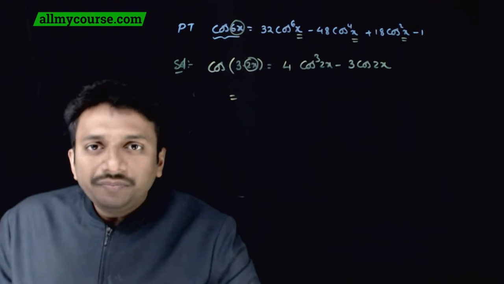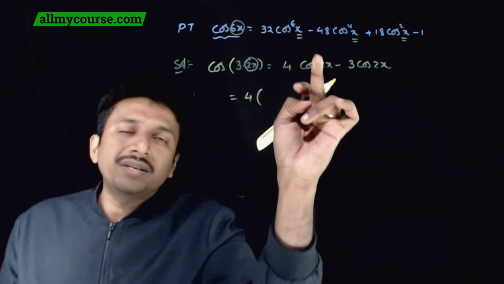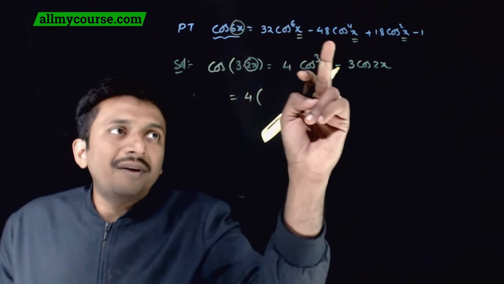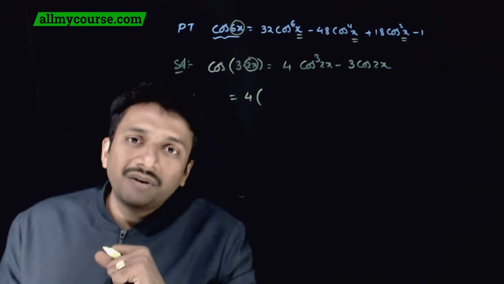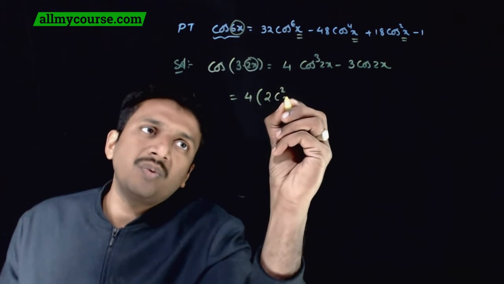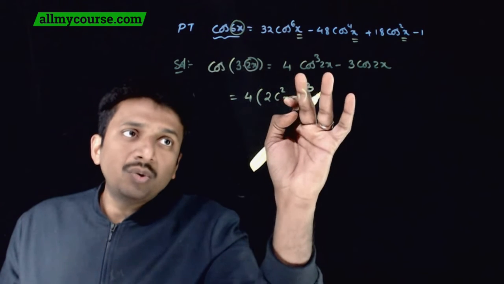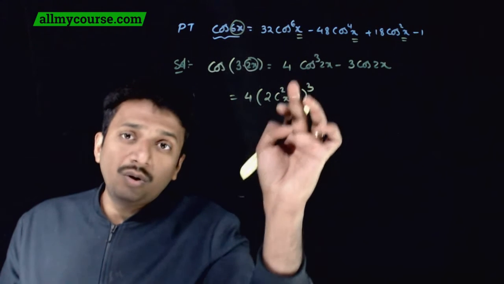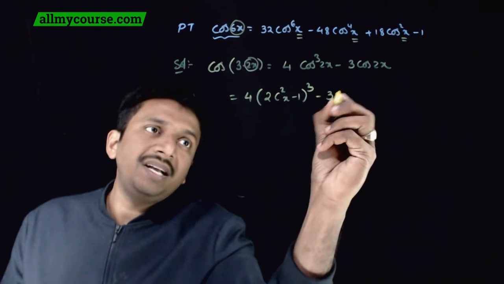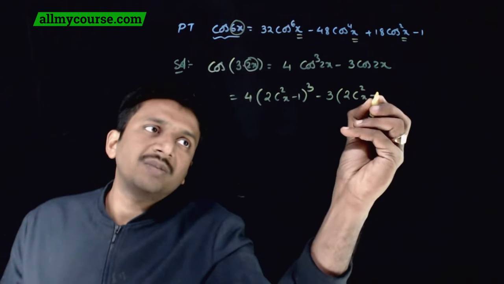And this is equal to 4 times, what is cos 2x whole cube? I want my final result completely in terms of cos. So cos 2x can be written as 2 cos square x minus 1 whole cube, right? Cos 2x is 2 cos square x minus 1, whole cube, minus 3 times cos 2x, which is 2 cos square x minus 1.